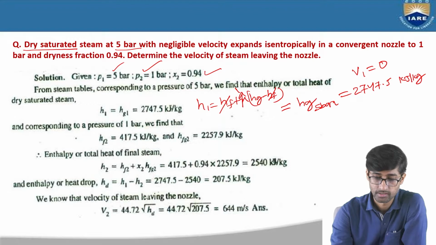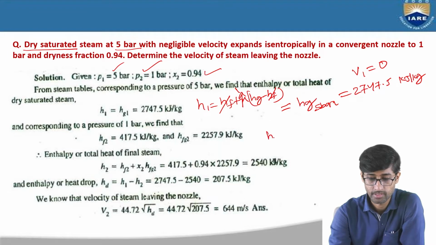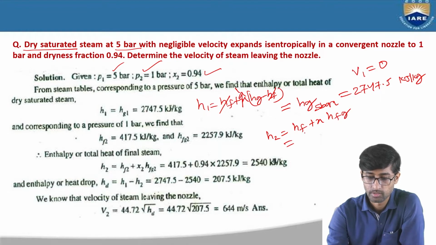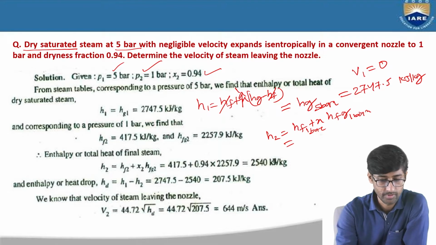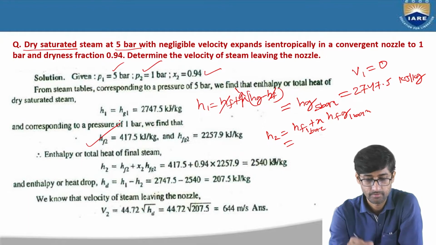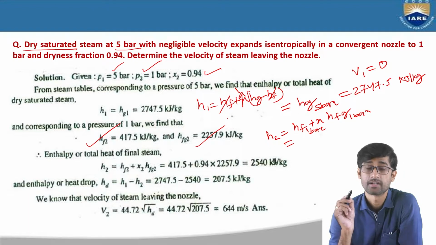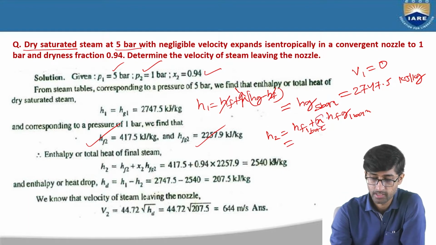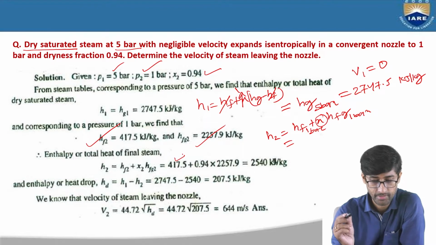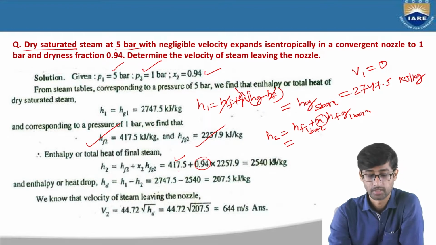Next, in a similar fashion, calculate h2. h2 is equal to hf plus x times hfg. You find hf and hfg at pressure 1 bar from the steam table. The value of hf is 417.5, and the dryness fraction is 0.94 times hfg. So you will get the value of h2.